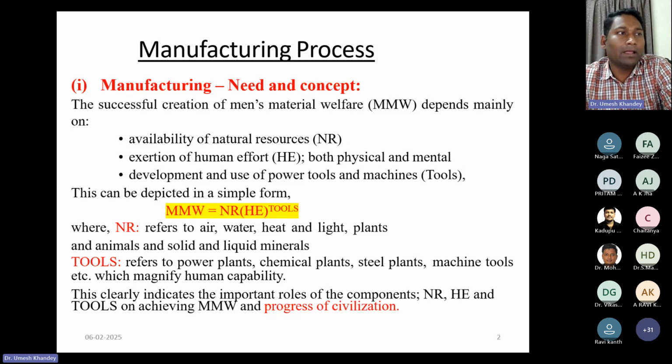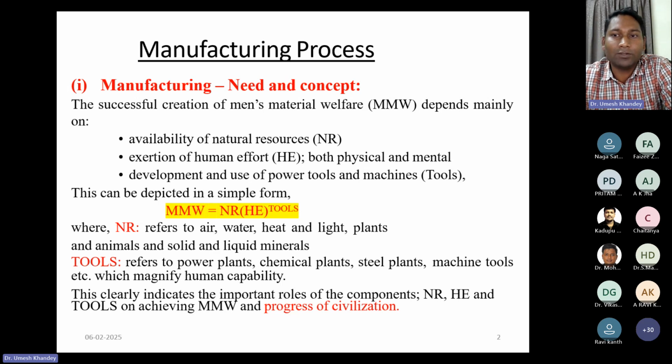which we have in the form of air, water, heat, light, plants, animals, solids, liquids, minerals, multiplied with your human efforts, how much effort you are going to contribute towards the development and prosperity of human beings, for human civilization, to improve the good life and standard of living. So that has to be raised to the power of the tool.